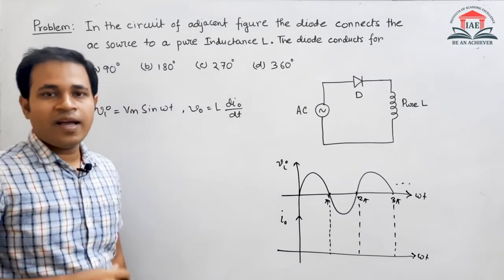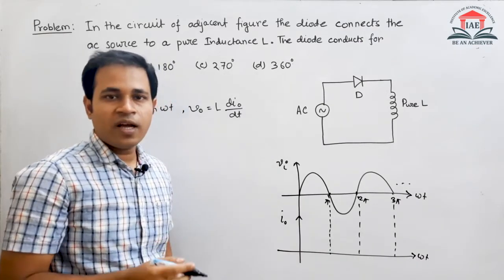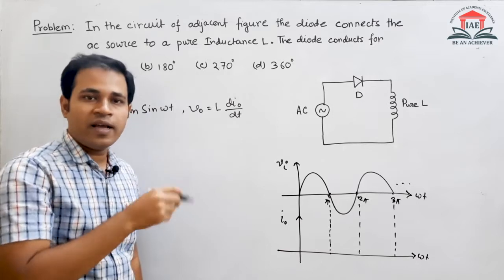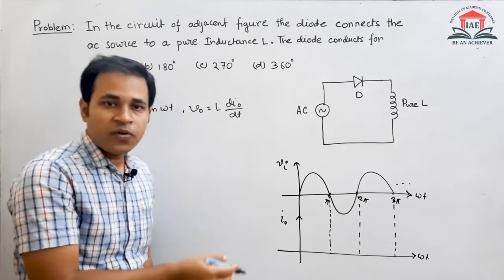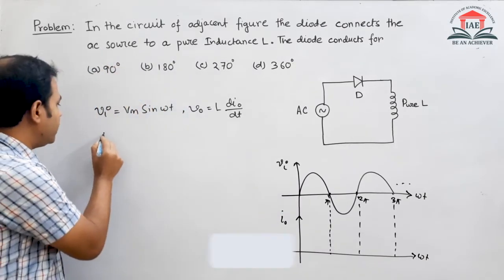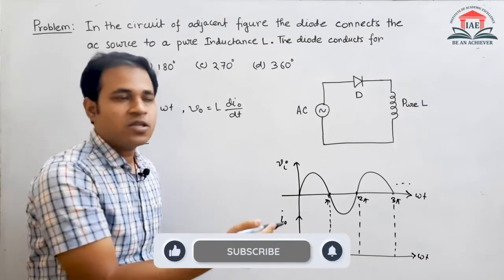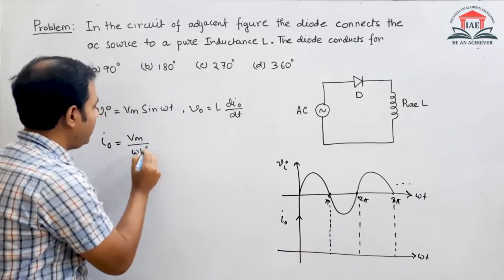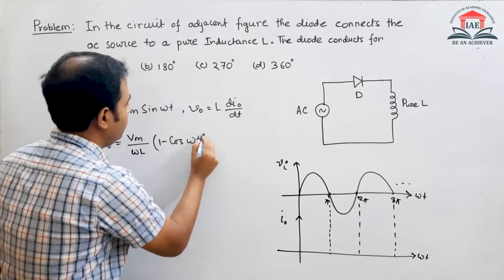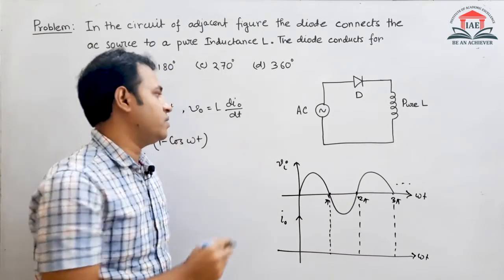Now, in one of the videos, I have already discussed the behavior of the pure inductance with the AC source. If you have not watched that video, I highly recommend you watch it prior to this video. I have discussed in depth what the waveform and the equation for the current will be. So the equation we get there is equal to Vm divided by the impedance, the impedance being omega L, times 1 minus cos omega t. This is the expression for the current we get in case of pure inductance connected to the AC source.